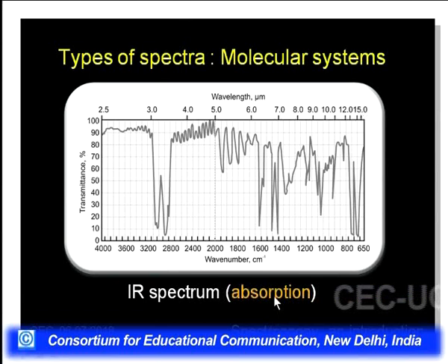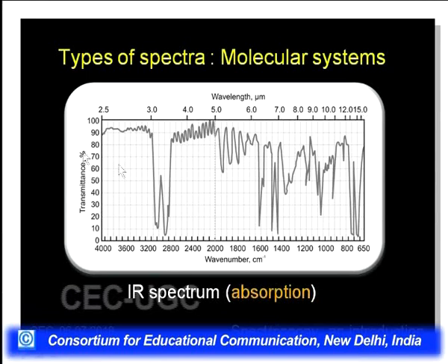Say UV spectrum, I showed you earlier, this is an absorption spectrum. We see what is absorbed, to what extent it is absorbed. Then if you have IR spectrum, again an absorption spectrum, but what we show is this axis happens to be wave number and this happens to be transmittance, and we show signals like this. So that's a way of representing it. Essentially this also is an absorption spectrum there.